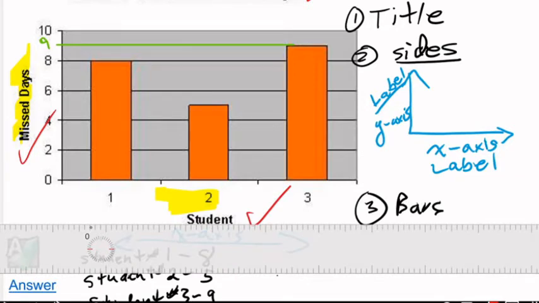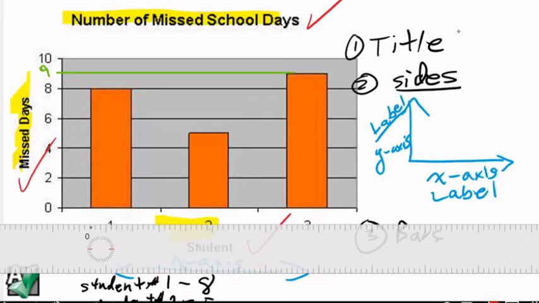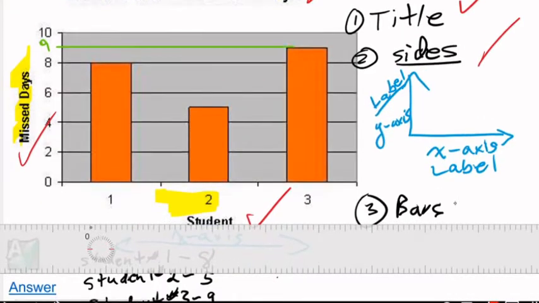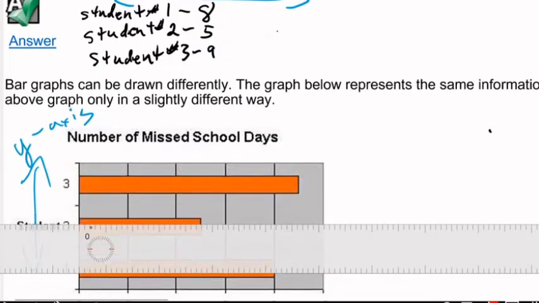Now, like I mentioned before, every chart must have one thing called a title, right? You must have the sides labeled, like we said. And of course, with every bar chart, we must have the bars that represent each one of the categories.